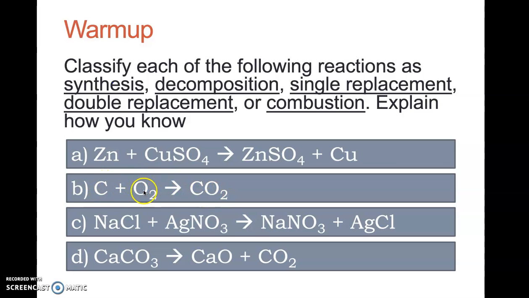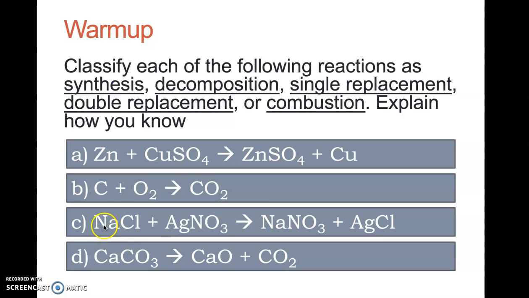So B, I've got 2 things that are combining into 1 thing. So you can either call that a synthesis or a combination reaction. Okay, look at C now. So when I look at C, I see compound, compound, compound, compound. I have 2 compounds going to 2 compounds. That means it's double replacement.